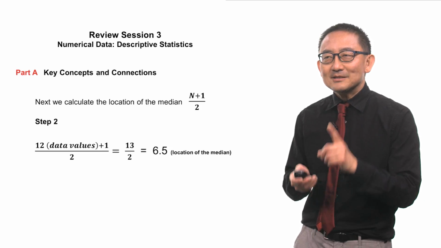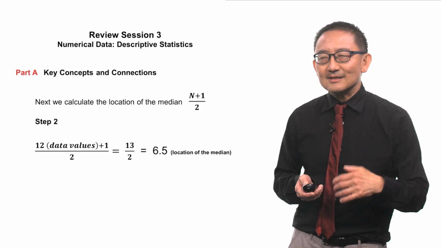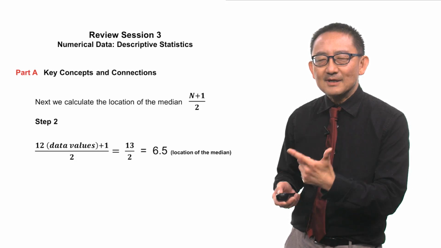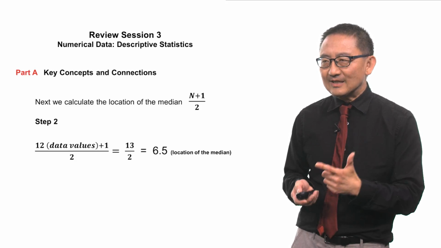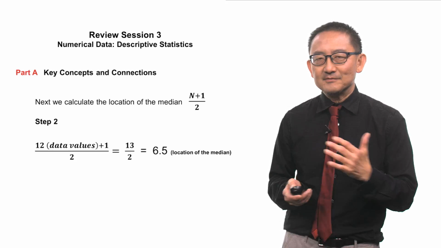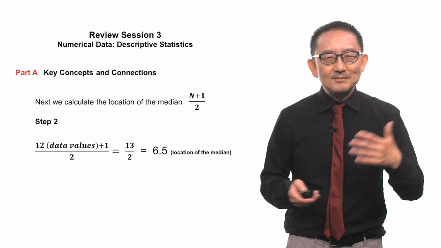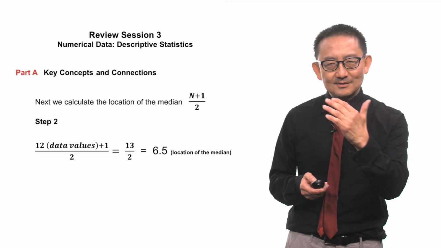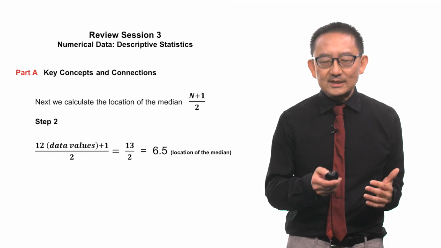Now don't make the mistake of calling 6.5 the actual median. 6.5 is not the median. 6.5 is the location of the median. That's an easy error to make on a homework or a test, so I'm just making a big point of it right now.